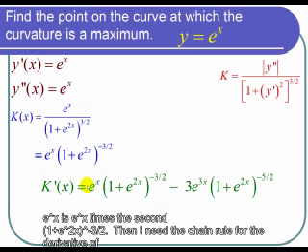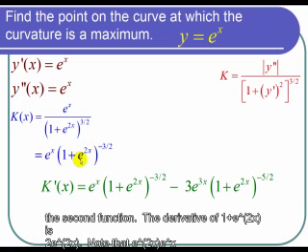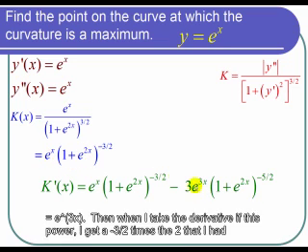The derivative of e to the x is e to the x times the second 1 plus e to the 2x to the negative 3/2. And then I need the chain rule for the derivative of the second function. The derivative of 1 plus e to the 2x is 2e to the 2x. And note that e to the 2x times e to the x is e to the 3x.